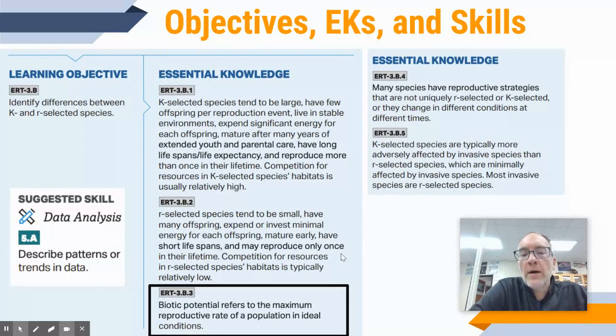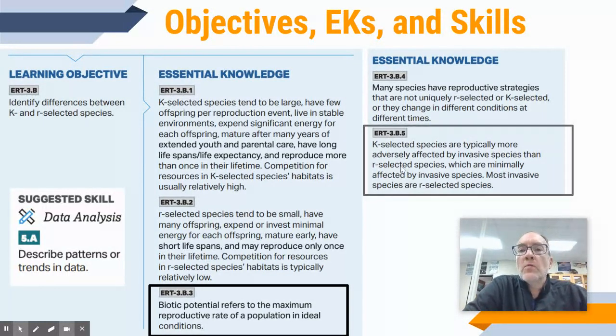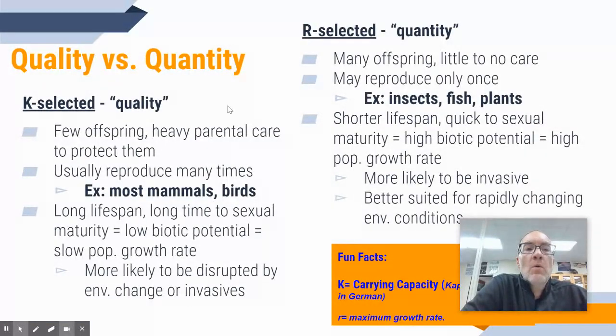I want to point out here biotic potential, and that refers to the maximum reproductive rate of a population in ideal conditions. And that's really where the distinctions are made between these two groups of species. We are also going to be talking about how K-selected species are more adversely impacted by invasives than R-selected, and how R-selected species are much more adaptable. And many times invasive species are indeed R-selected. So what are these terms?